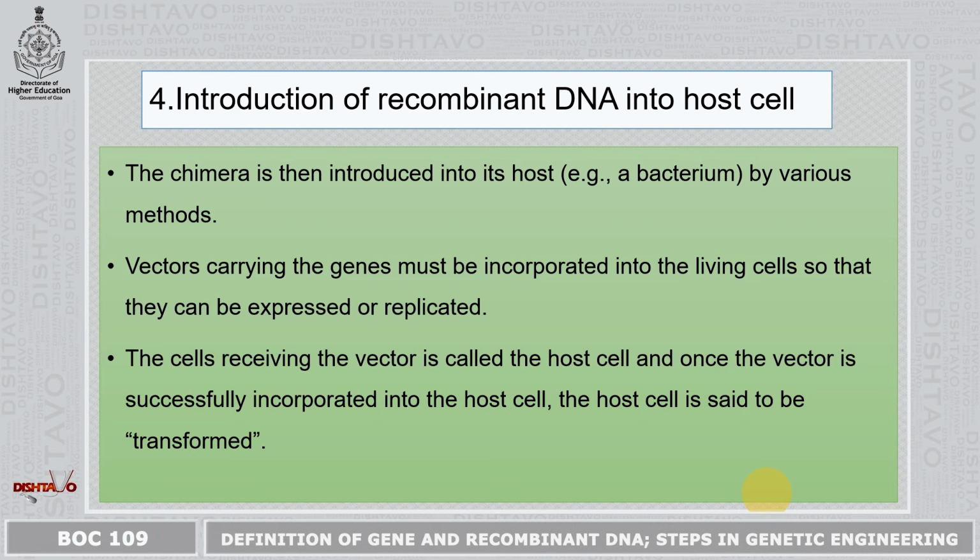So the fourth step in this genetic engineering is the introduction of the recombinant DNA into the host cell. So the chimera is then introduced into its host, for example a bacterium, by various methods. Vectors carrying the genes must be incorporated into the living cells so that they can be expressed or replicated. The cells receiving the vector are called the host cell, and once the vector is successfully incorporated into the host cell, the host is said to be transformed.